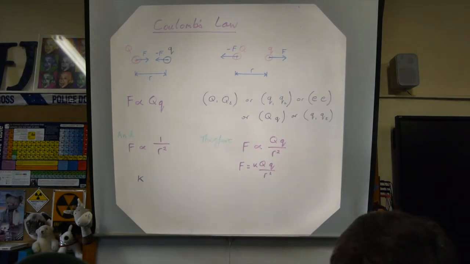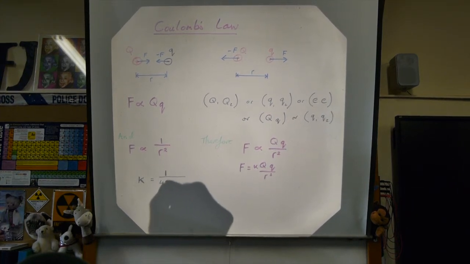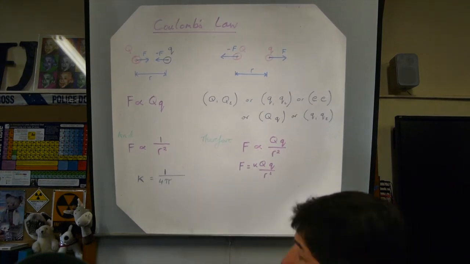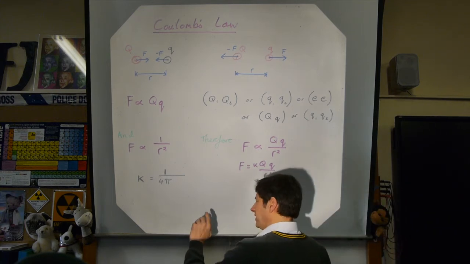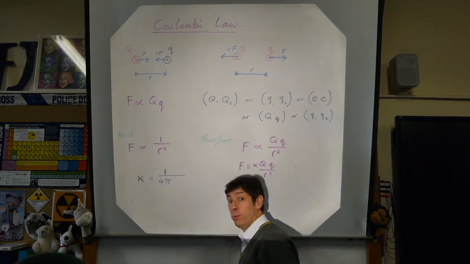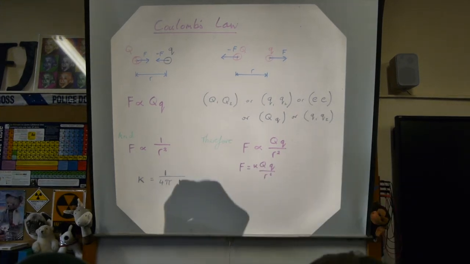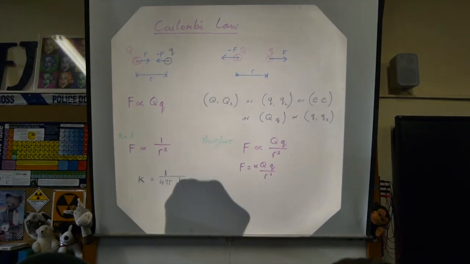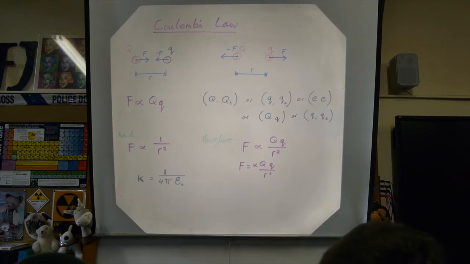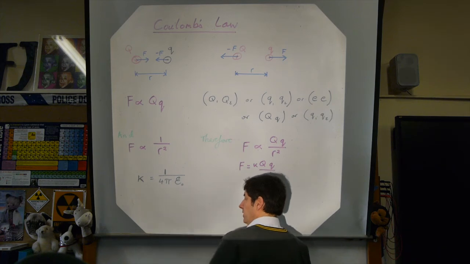So k, I'm going to put it over here. The constant, you'll get very used to it, is 1 over 4 pi. And at university, I don't think at A-level, at university you would expect to derive this to see where that 4 pi has come from. And then this interesting thing. Oh, 1 over 4 pi has no units, of course. Epsilon naught. So, come back to epsilon naught in a minute.